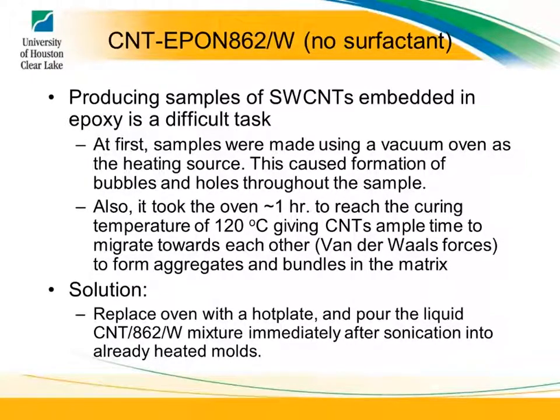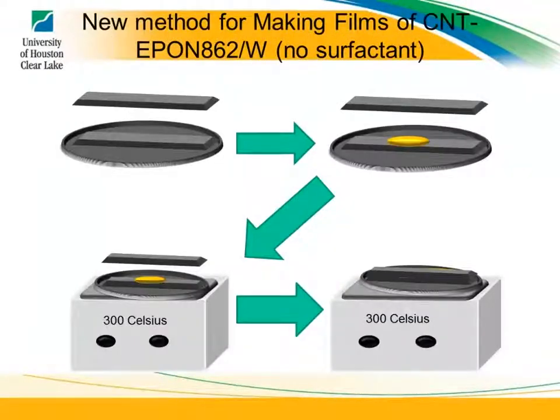And it worked. We did get nanotubes separated. So this is the idea, very simple. We didn't use a vacuum oven, and didn't have to wait for an hour to cure. We took 2 plates, put the material down, put the plate right on top, and had it all heated. The setting on the hot plate was 300 Celsius.